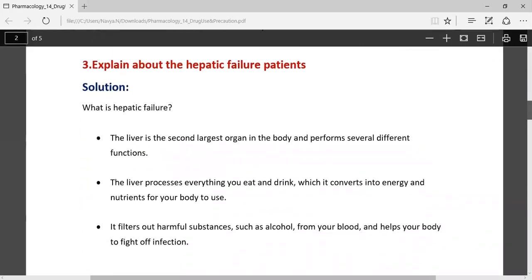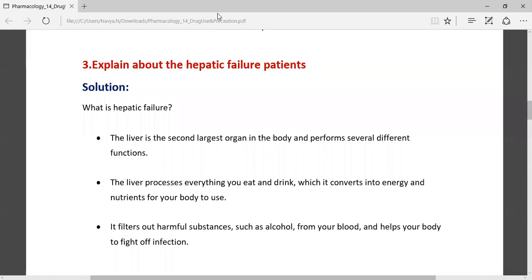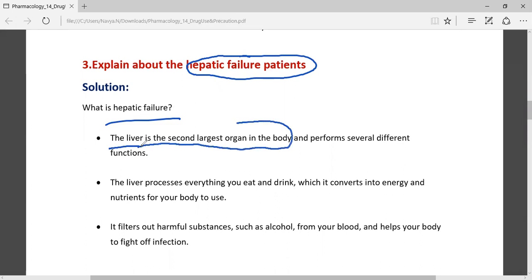The next question is, explain about hepatic failure patients. First, let us know what hepatic failure is. Hepatic failure is nothing but liver failure. The liver is the second largest organ of the body, and it performs many different functions.